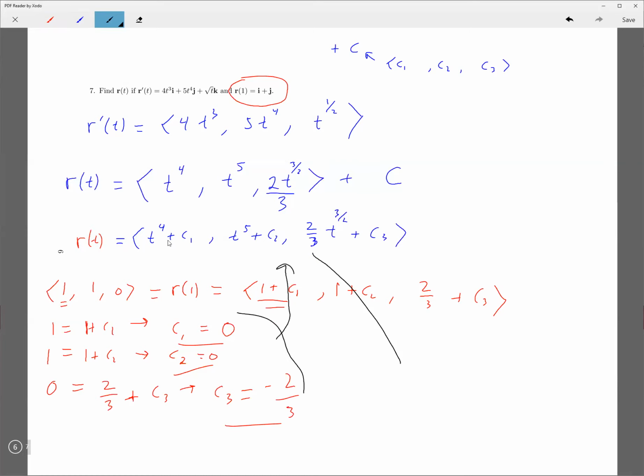Okay. So you just take these 3 values and you plug them into here. So you're going to end up with, in the first slot, just t to the 4th, because C1 is 0. And in the second slot, you have t to the 5th, because C2 is 0. And in the third slot, you have 2/3 t to the 3/2 minus 2/3, because C3 is negative 2/3. Okay, so let's see if they accept that answer. It worked.